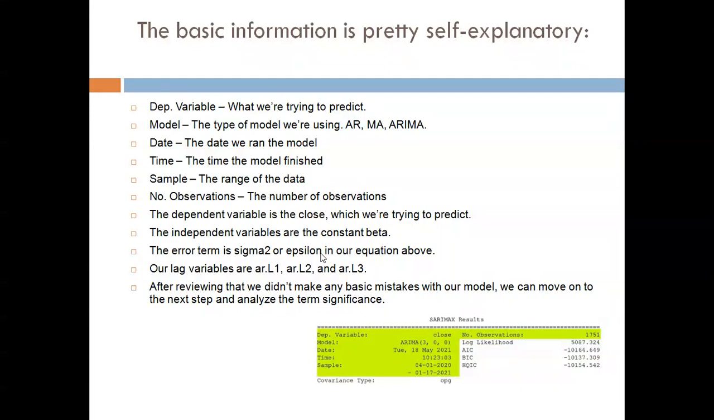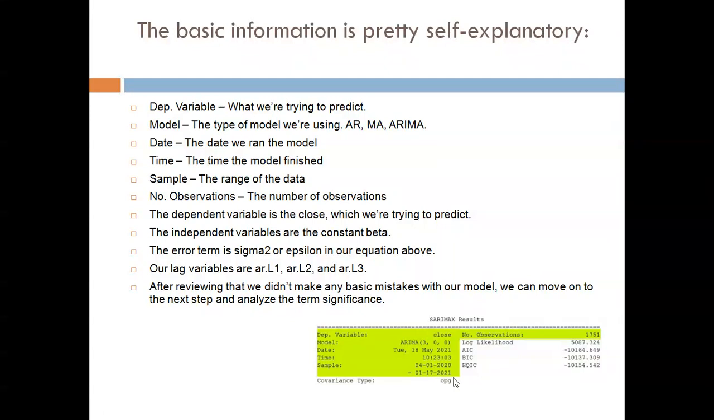Model: the type of the model. Your model name is shown here. If you are doing ARIMA, you will see ARIMA there; if you are doing AR, you will see AR; if you are doing MA only, moving average, you will see MA there. Date: the date of the model run. Time: the time the model finished. Sample size: the range of the data from this date to this date. Here we are evaluating our data from the 1st of April 2020 to 17th of January 2021. Number of observations: in this model, our observations are 1751.